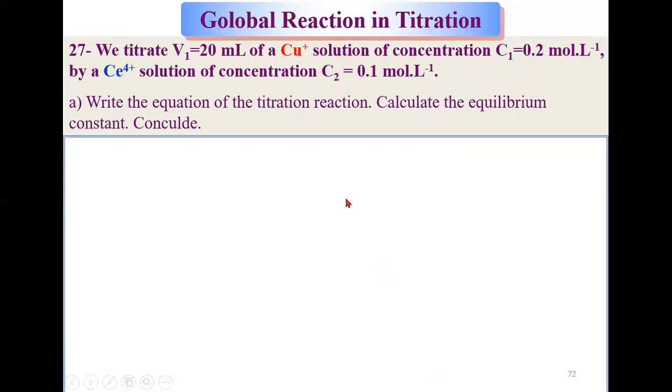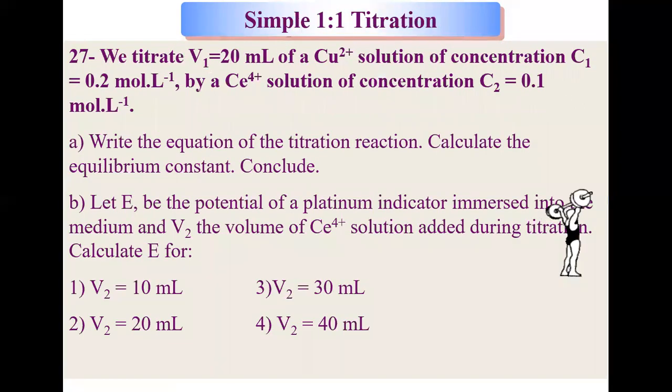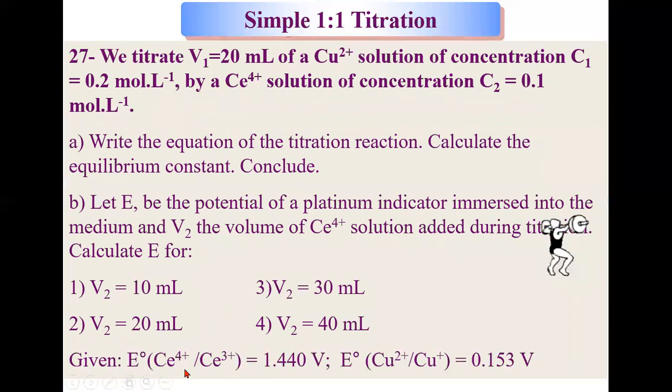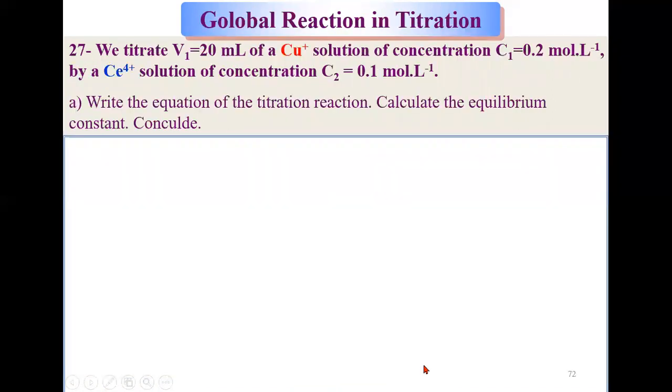Let's start off. The first thing that you notice is that there's a mistake in the question and that the question should read copper plus and not copper 2+. So correct that. The reason is, let's go back to the couples here. Look at the couples. I cannot have an oxidant reacting with an oxidant. An oxidant has to react with a reductant. Clear? Okay.